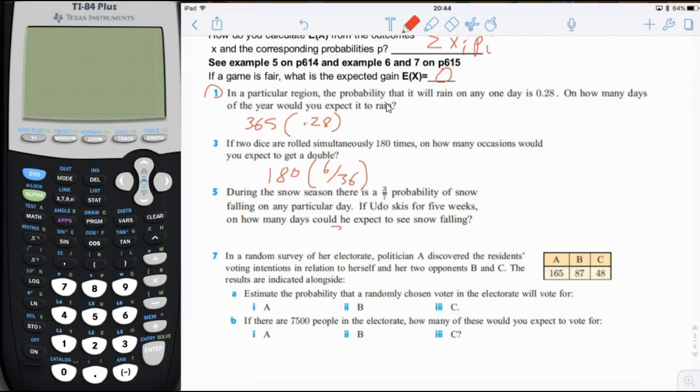So it would be 3/7 is the probability. And 5 weeks is equivalent to 35 days, right? So it would be about that.